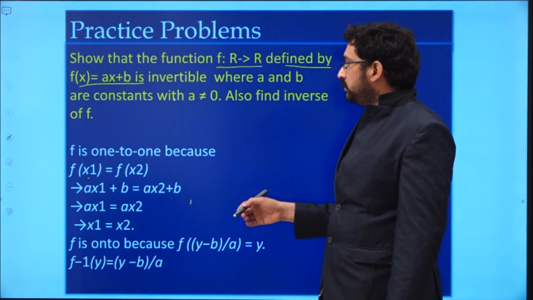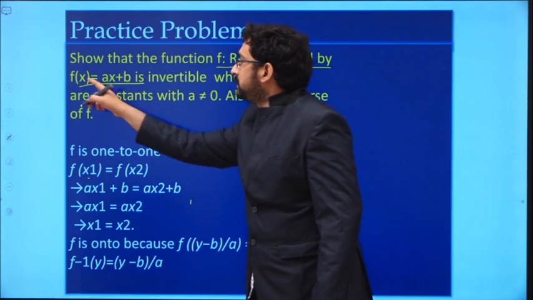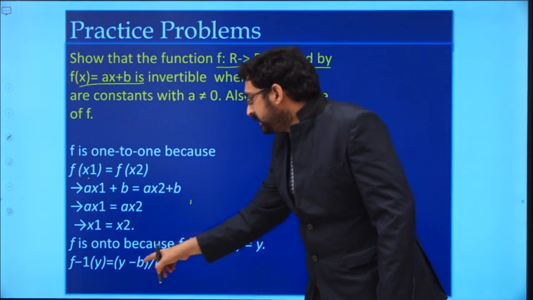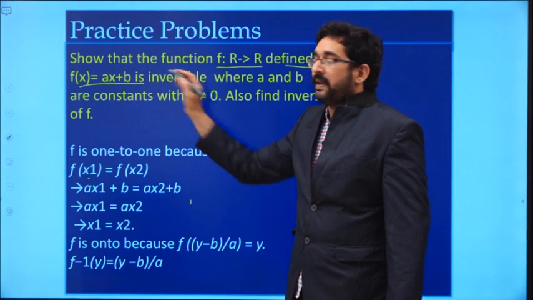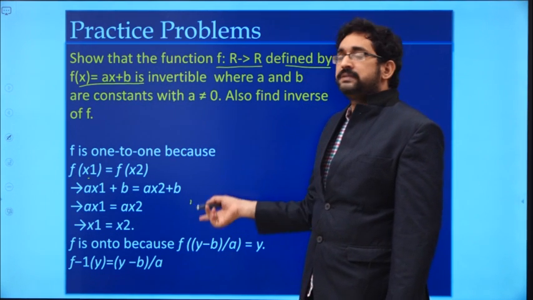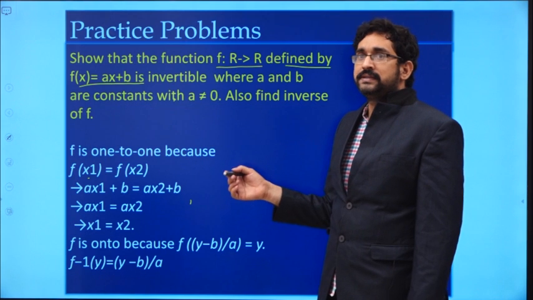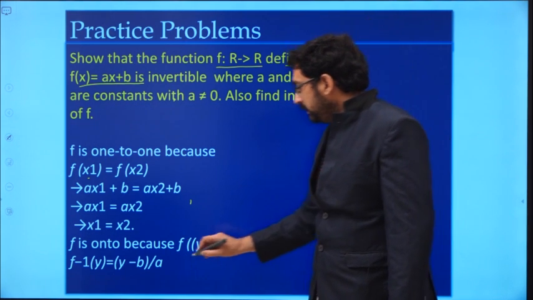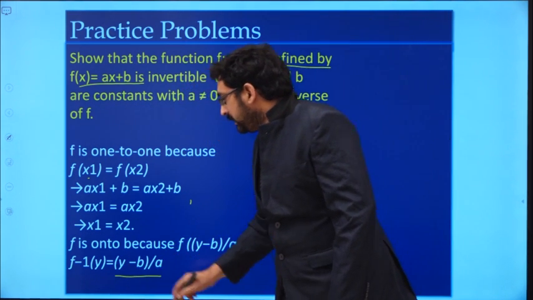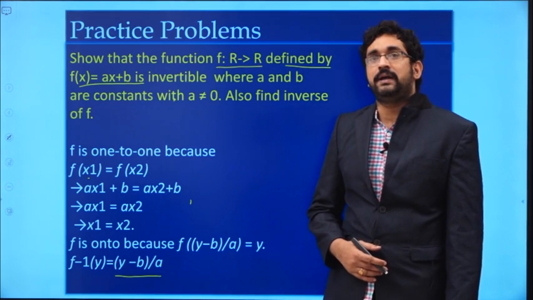Similarly, f is onto because in place of x, if we substitute (y minus b) by a, we will get the mapping. So as f is one-one and onto, we can say that it is invertible, and (y minus b) by a is the inverse for the given function.